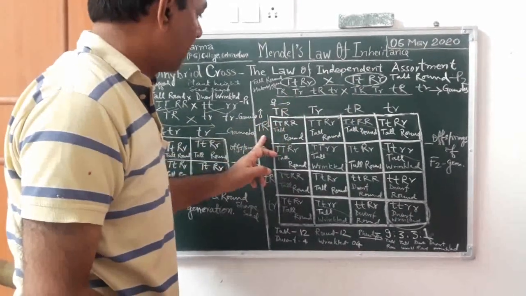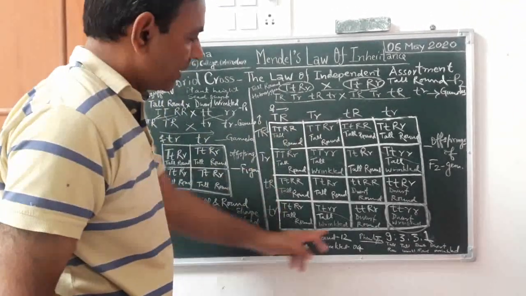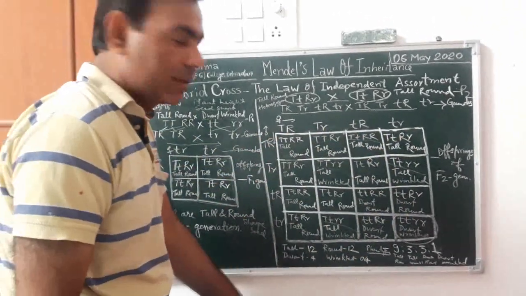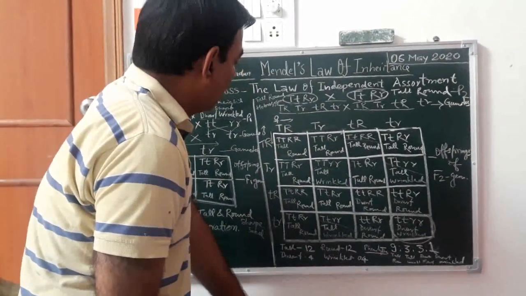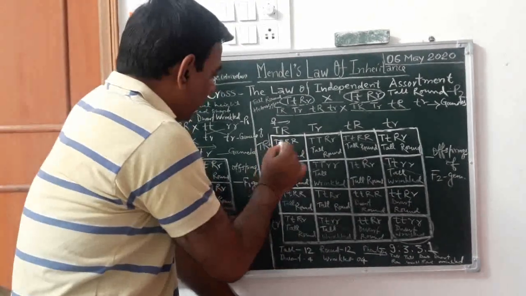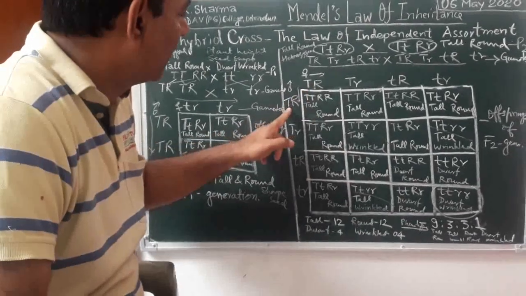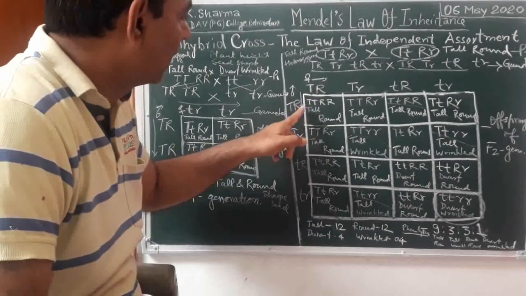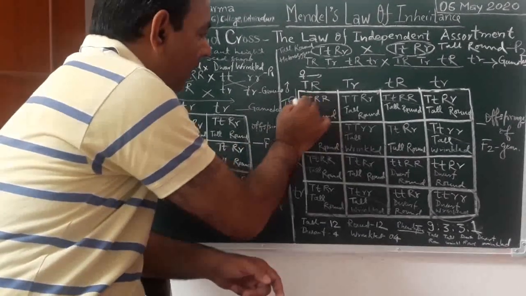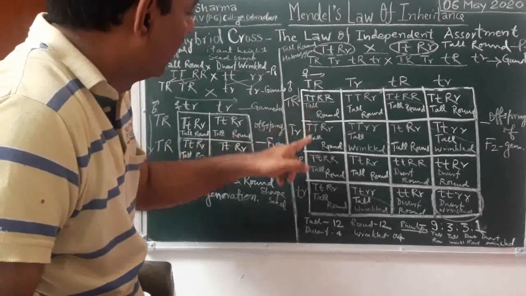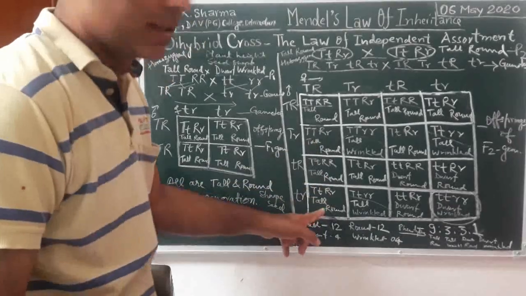One parent will act as a male, another parent will act as a female. So we can make a checkerboard through which we can easily draw their possible combinations, and we can say that these gametes can fuse. Capital T can combine with capital R, and in this way, this gamete can fuse with this, and the possible combination is this.